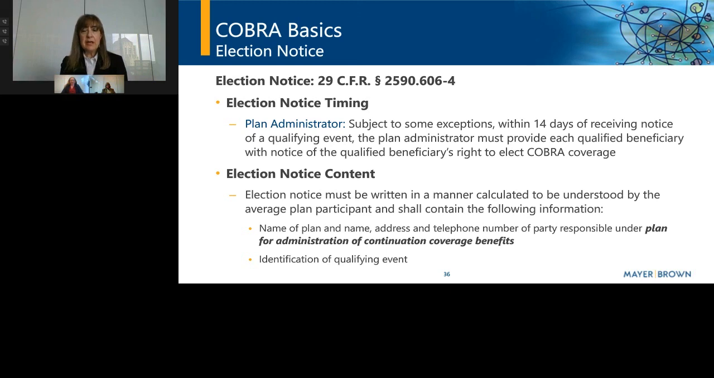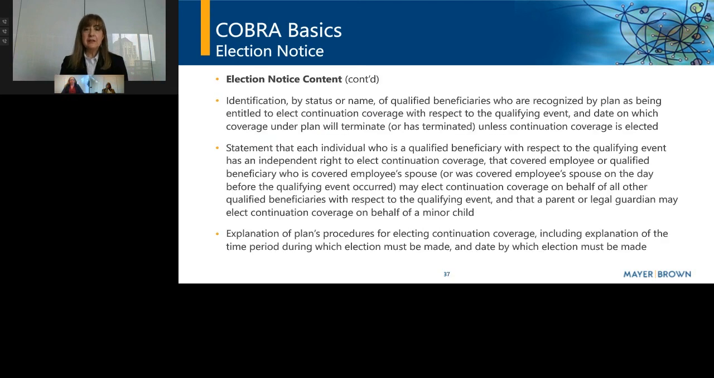But again, you have to provide the identity of the plan, and you have to provide the name and the contact information of the party responsible for the administration of continuation coverage. I underscore that because we will come back to that later when we talk about trends in COBRA-related litigation. You, of course, have to identify the qualifying event that is the trigger for the COBRA notice. You have to identify who is a qualified beneficiary and explain that the qualified beneficiaries have separate and independent rights with respect to electing COBRA coverage.